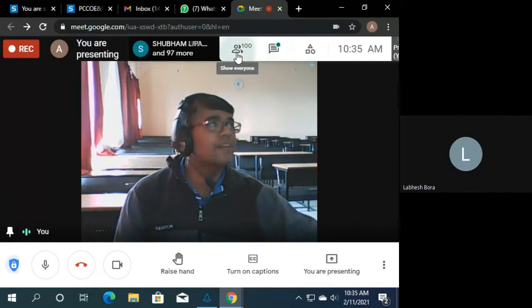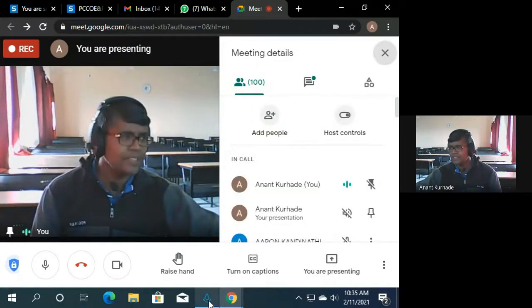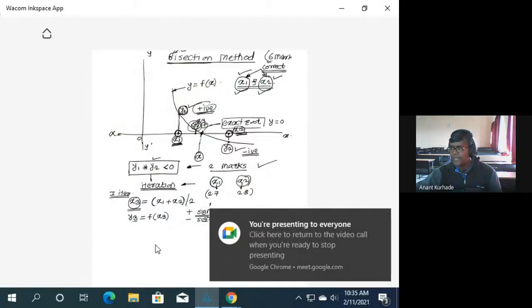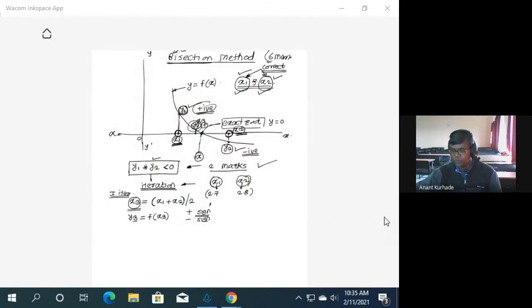Yes, sir. Easy funda. See, find y3, check the sign of y3 with y1 and y2. What is the requirement? If we are comparing y3 with y1, then check its sign. If both have opposite signs, meaning y1 and y3 have opposite signs, then we can say the root lies between x1 and x3. Again compare the sign of y3 with y2. Now here y2 is minus and y3 is plus, so both have opposite signs. So in this case, you can see the root lies between x2 and x3.